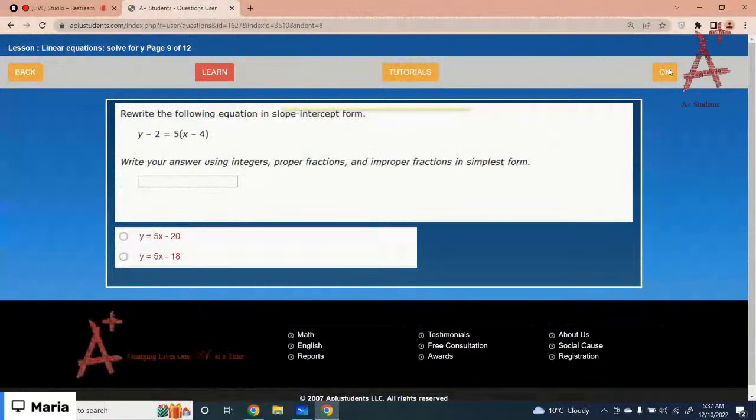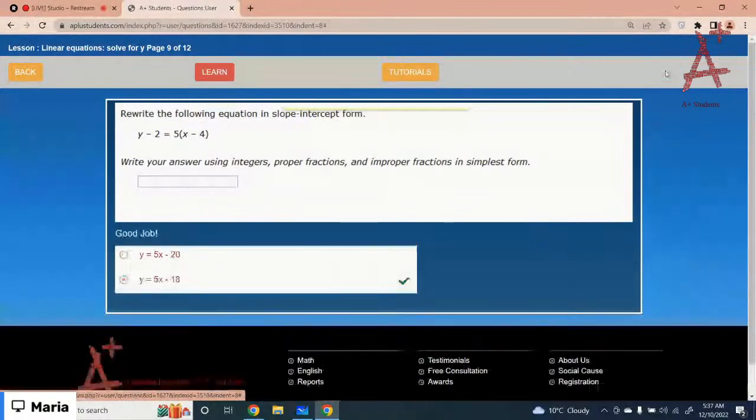Okay, y equals 5x minus 4. So 5 times 4 is negative 20. And when you move that negative 2 to the other side, it would be then positive 2. So it would be negative 18. y equals 5x minus 18. So just select the correct option and click on the OK button.